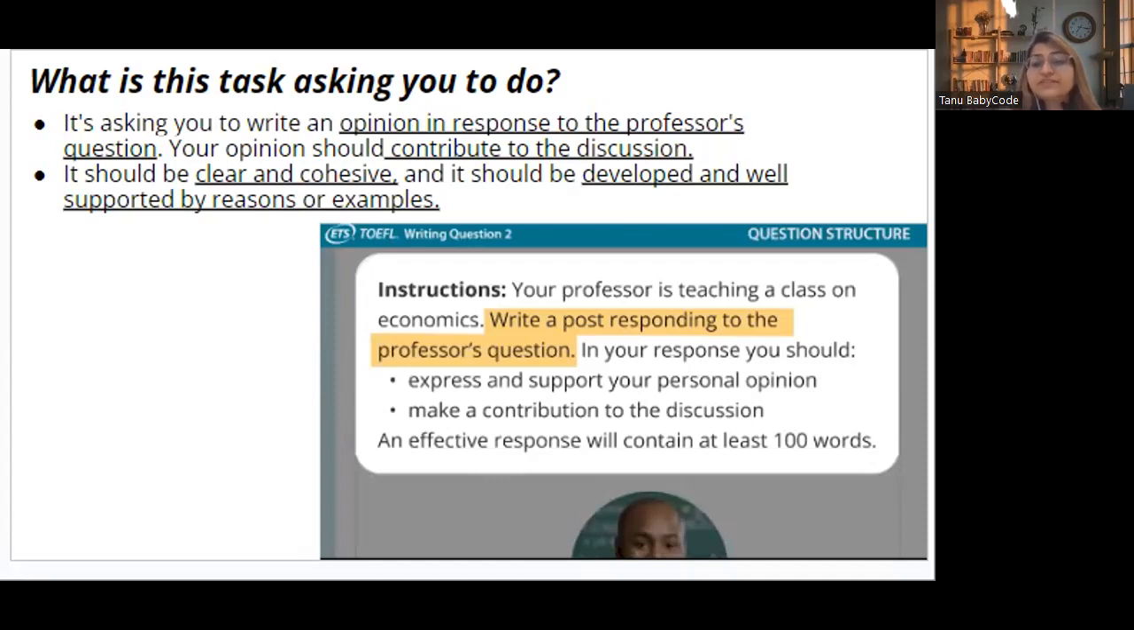So your professor is teaching a class on economics. Write a post responding to the professor's question. In your response, you should express and support your personal opinion. Correct? So 2 things you have to keep in mind, that you will be writing an opinion in response to the professor's question. Your opinion should contribute to the discussion. It should be clear and cohesive, and it should be developed and well supported by reasons or examples, right?